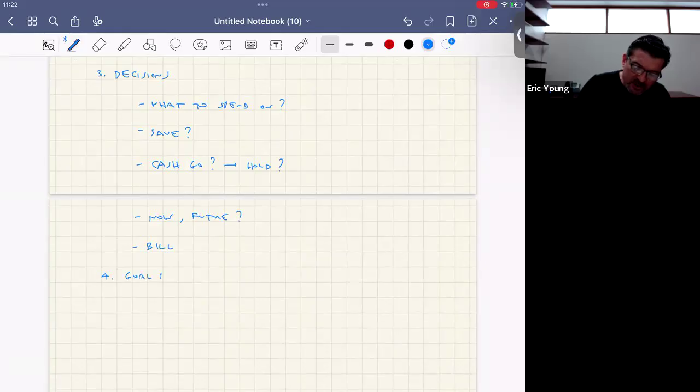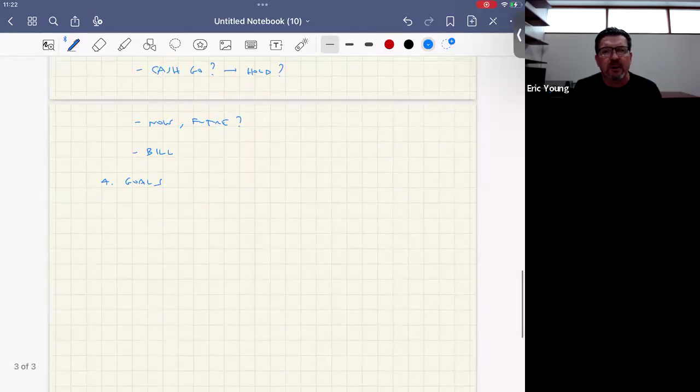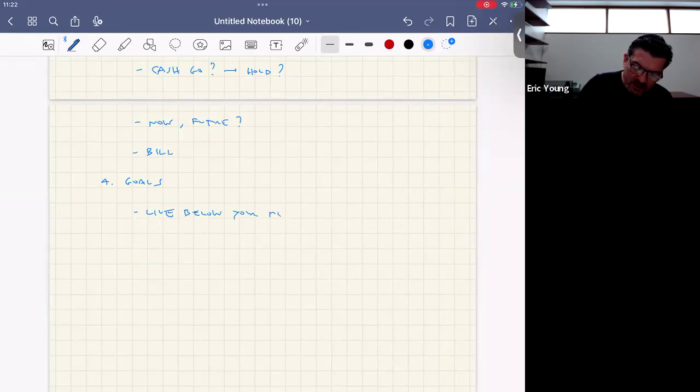I would also offer to you that at the end of the day, there's some goals that you're going to want to have. Every cash flow system has to have some goals. Every system has to have goals. So, what are some of the goals? Well, obviously, one of the big goals is to live below your means. You're going to want to have a situation where more money is coming in than is going out.